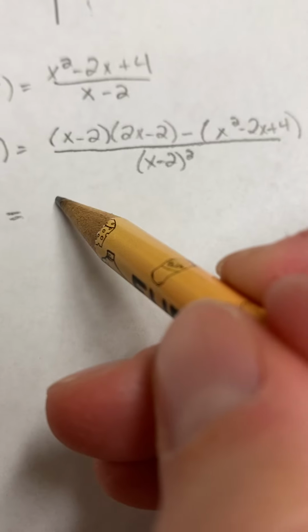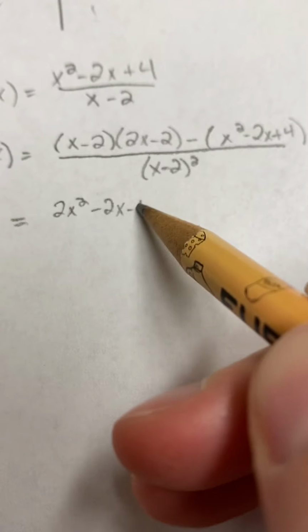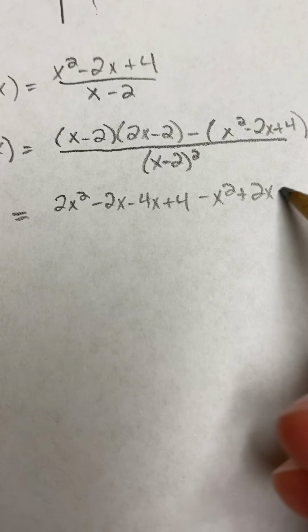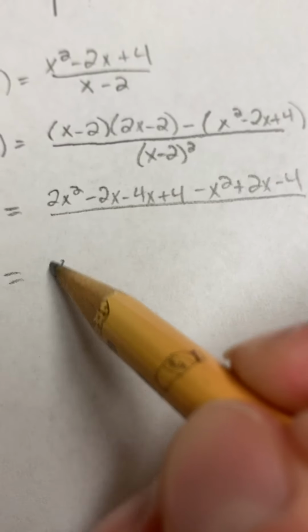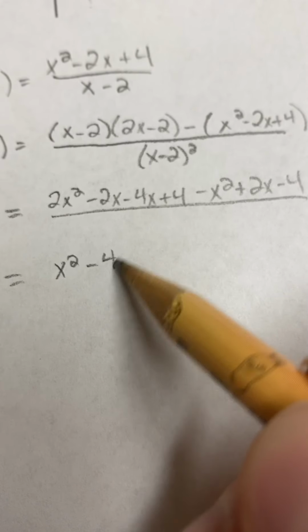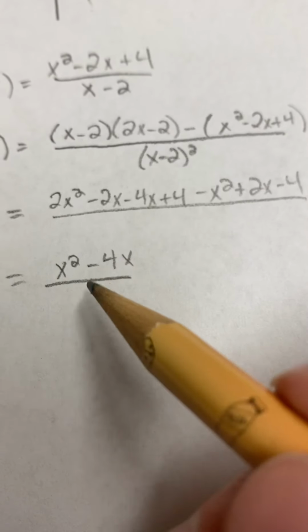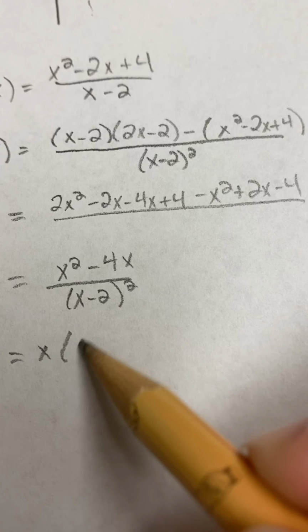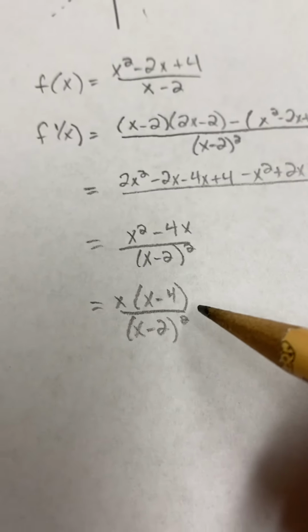All right, nothing to factor out of this one, so we're just going to FOIL and combine like terms. So 2x squared minus 2x minus 4x plus 4. Going to distribute that negative, so I get x squared minus 4x. Just that, I believe. I'm going to go one more step and factor out the x. So there's my first derivative.